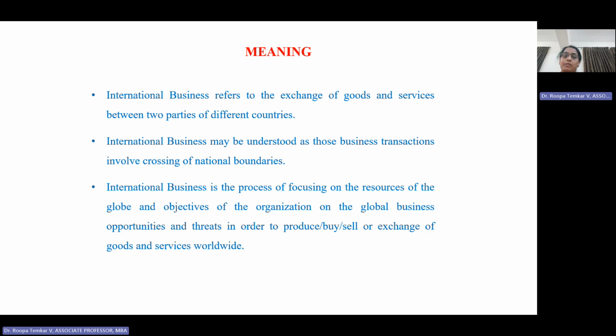When an exchange of goods and services happens between two countries, only then can it be called international business. International business may be understood as business transactions that involve crossing of national boundaries. Again, because we have a concept called MNCs, MNEs.